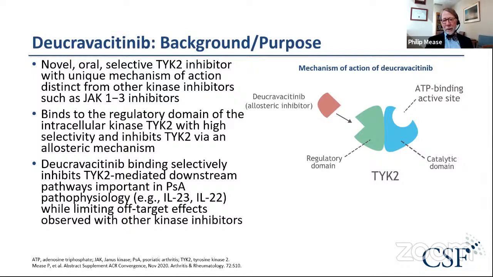And the drug binds to the so-called pseudokinase domain, which is different than the typical ATP binding active site that other JAK inhibitors bind to. And this makes the drug extremely specific for TYK2. There's no crossover into, for example, JAK1 or JAK2/3 inhibition.